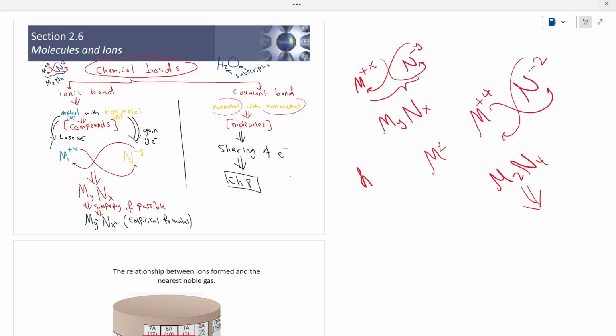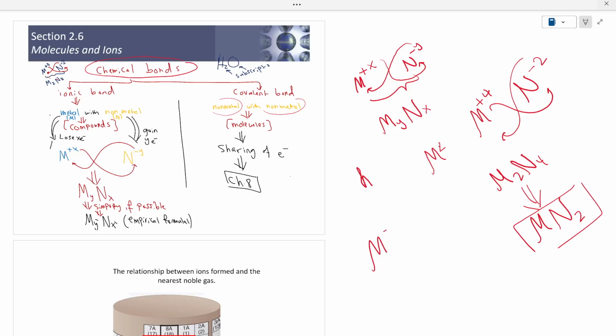Ask yourself, can I simplify the ratio, these subscripts, using whole numbers? If you can, you should do. So here, when you simplify it, it will be M1N2. The 1 is not written.